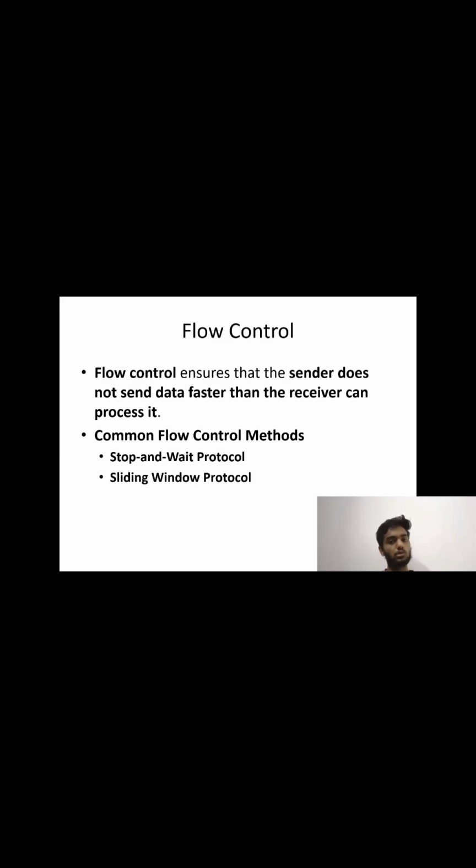Next is flow control. Flow control ensures that the sender does not send data faster than the receiver can process. It makes sure that the receiver has ample capacity for the data being received, otherwise there is a possibility of data getting corrupted. That is what flow control is basically. Some of the basic methods of flow control are stop and wait, and sliding window.